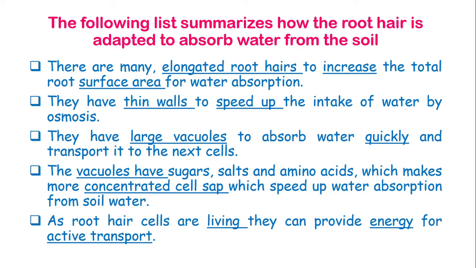The following list summarizes how the root hair cell is adapted to absorb water from the soil. The root hair is an elongated part of the root hair cell. So this elongated part increases the surface area. More surface area means more absorption. So by having an elongated root hair, the root can absorb more water.